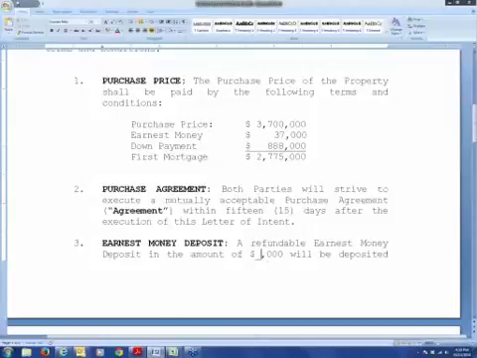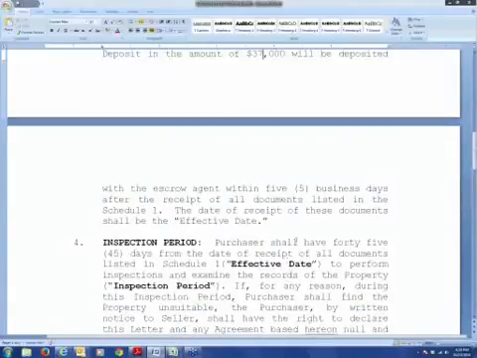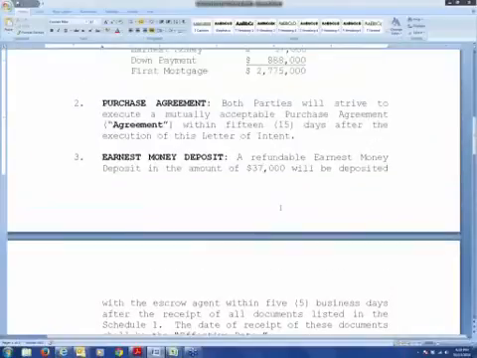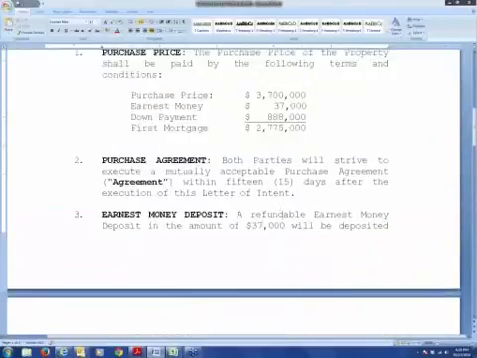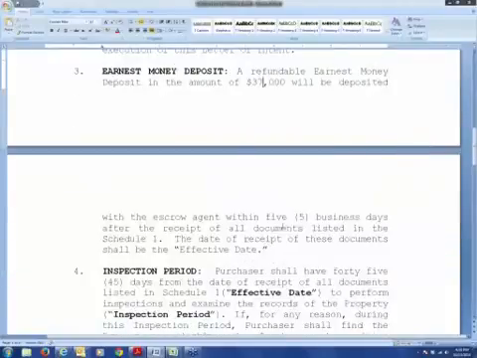Now down here, I'm going to say $37,000 will be deposited with the escrow agent within 5 business days after the receipt of all documents listed in the Schedule 1. All right. The date of receipt of these documents shall be the effective date. All right. So let's take a look at this. The refundable earnest money deposit in the amount of $37,000 will be deposited with the escrow agent within 15 days after we get everything, not when we sign the purchase and sale agreement.